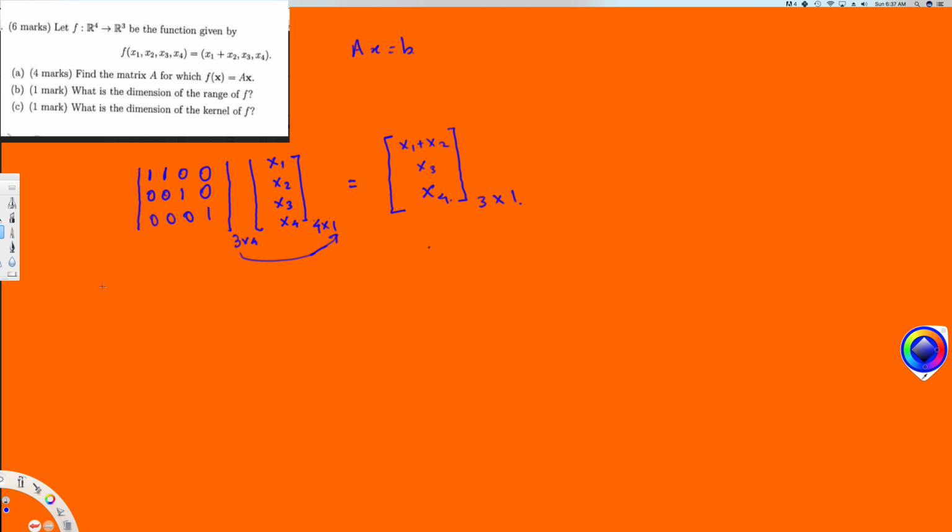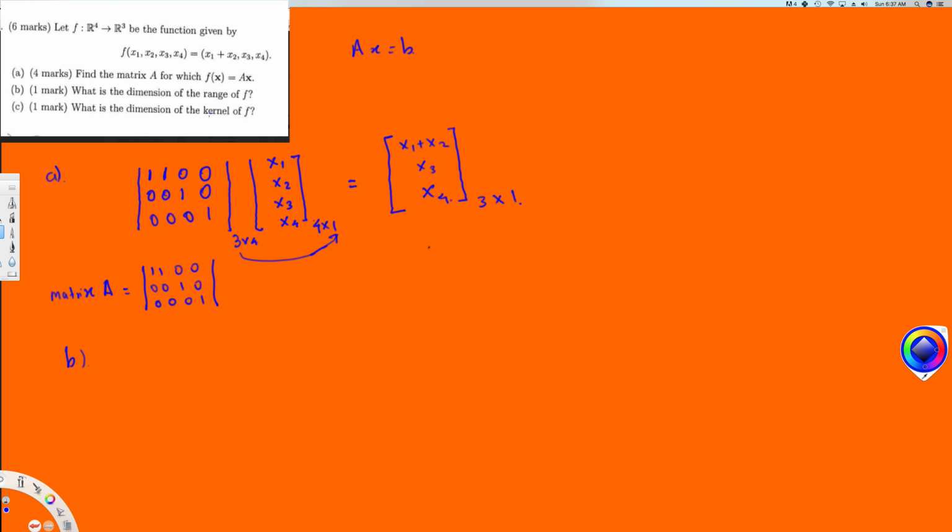So therefore my answer for the question is the matrix A, which is going to be 1 1 0 0, 0 0 1 0, and 0 0 0 1. And this is the A question. Let's do the B question.